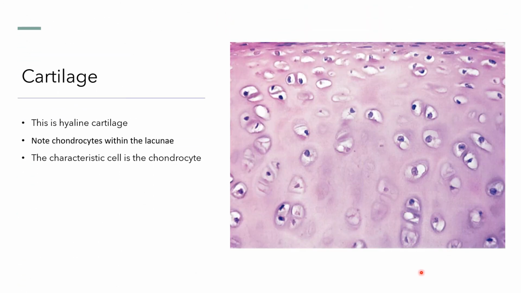Cartilage. This is specifically hyaline cartilage. You have these lacunae with the chondrocytes in them. So lacunae means lakes, and the name itself even almost has the word lake in it. And you've got these chondrocytes within the lacunae. And the characteristic cell is, guess what? The chondrocyte.